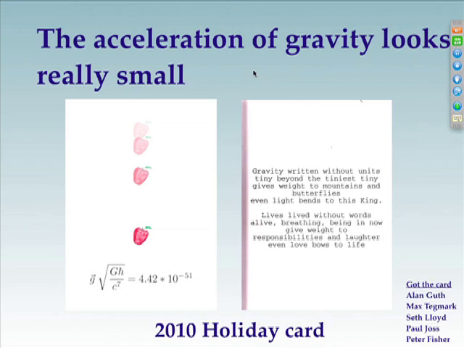You could say this is 9.8 meters per second squared acceleration, or you could say it's 4.42 times 10 to the minus 51. This bothered me for a full week. I'm so used to my units. Even if I had to go to 32 feet per second squared, I was more comfortable going to the English units than going completely without.